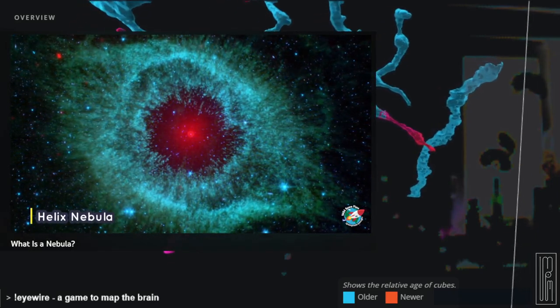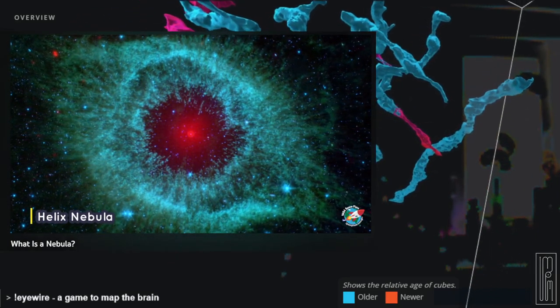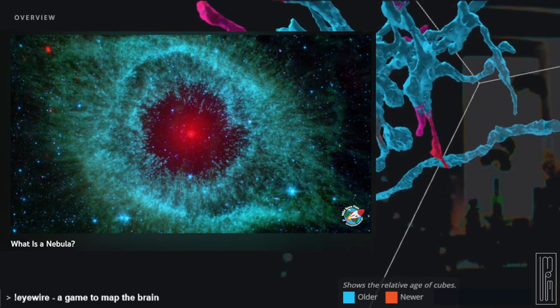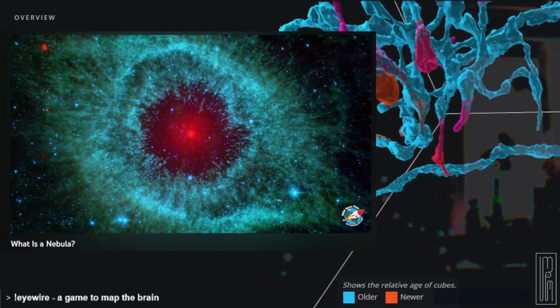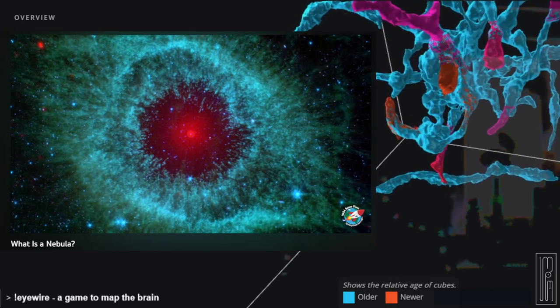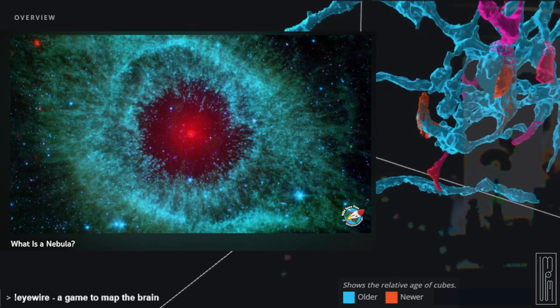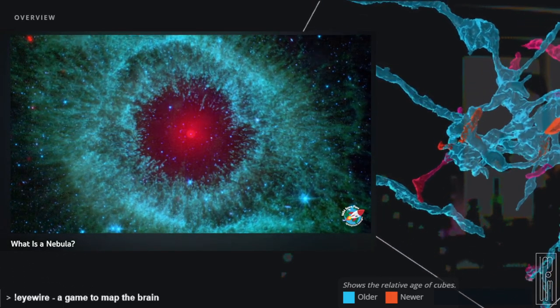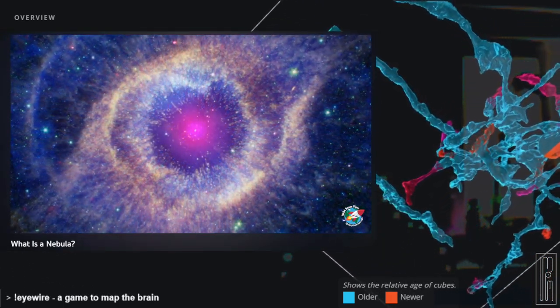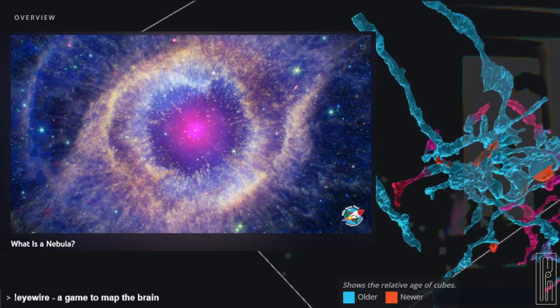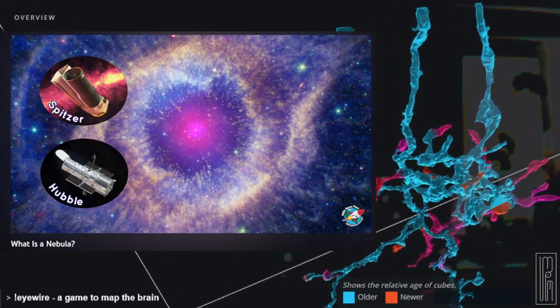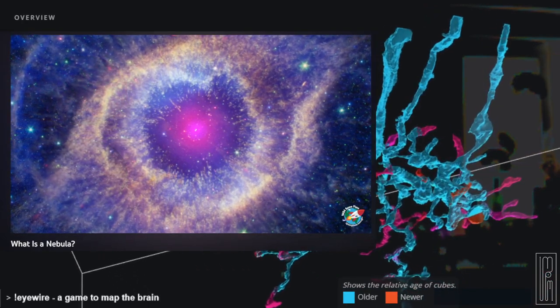The closest known nebula to Earth is approximately 700 light years away. It is called the Helix Nebula. The Helix Nebula is the remnant of a dying star, like what will happen to our own sun in a few billion years. Using powerful space telescopes like NASA's Spitzer Space Telescope and Hubble Space Telescope, we have captured images of the Helix Nebula and many others.